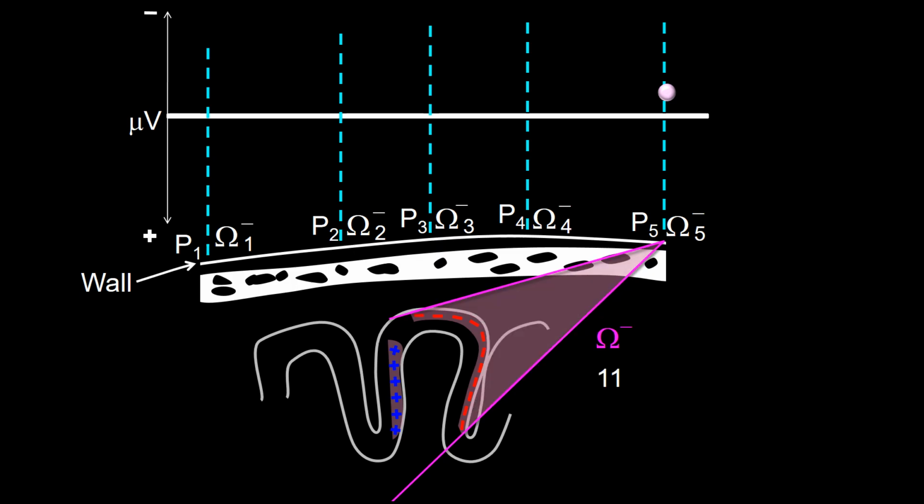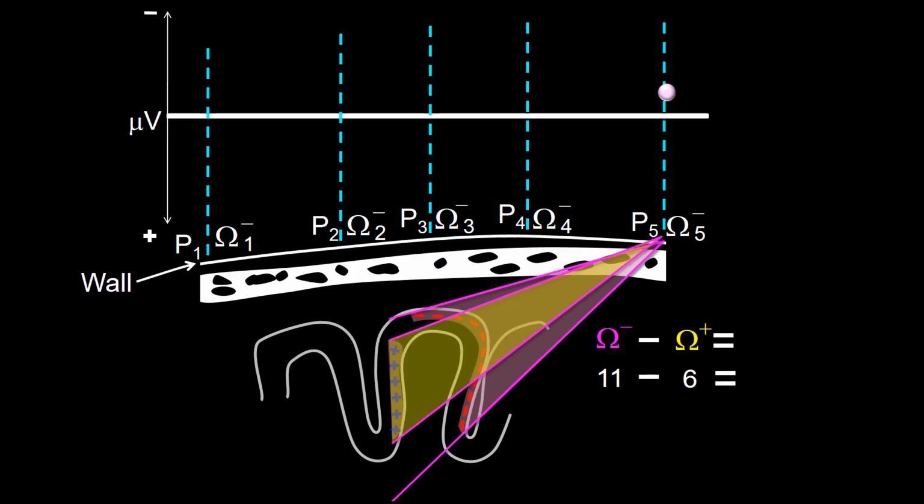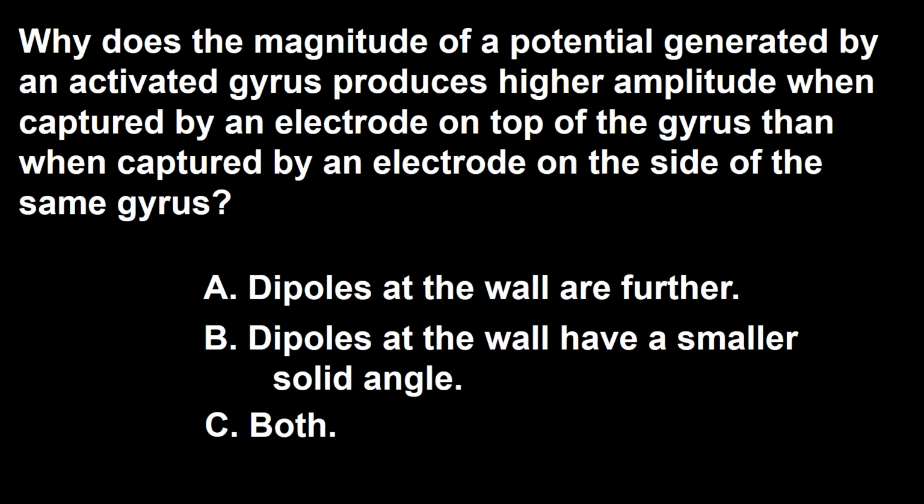From this angle, the P5 electrode sees 11 negative poles and 6 positive poles that when subtracted will yield 5 negative poles. So despite having a wider solid angle, the magnitude of the angle is less. If in addition we take distance into account, we can see why P5 will record less voltage than P3. So the answer to this question is C.